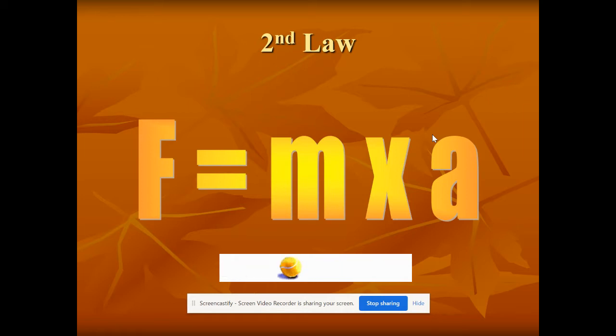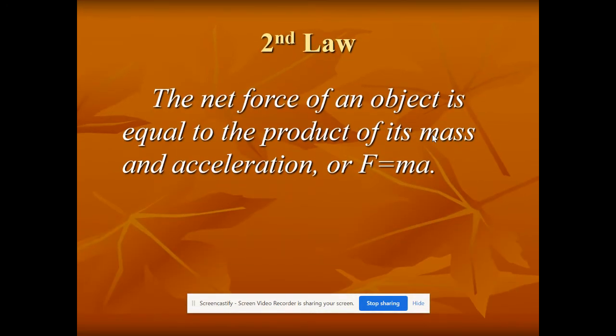Copy the notes down in your notebook as we go along. Newton's second law is designated by the equation F equals m times a, or force equals mass times acceleration. So the second law states the net force acting on an object is equal to the product of its mass and acceleration, or F equals ma.